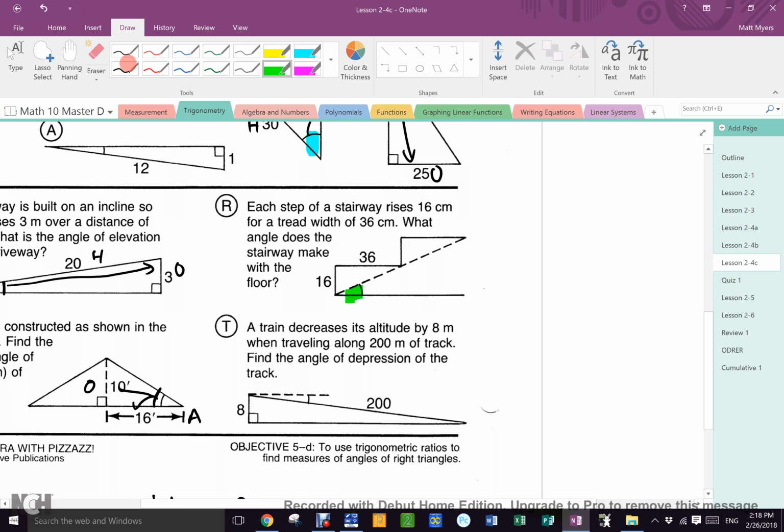Now here, the other class got into some trouble because theta is there and you have no measurements there, but you do. How far is this? 36. How far is this? 36. How far is this? 16. So how far is this? 16. So aren't those the same triangles? Yes. So can't you find this with opposite and adjacent? Yes. Which would be shift tan 16 over 36.